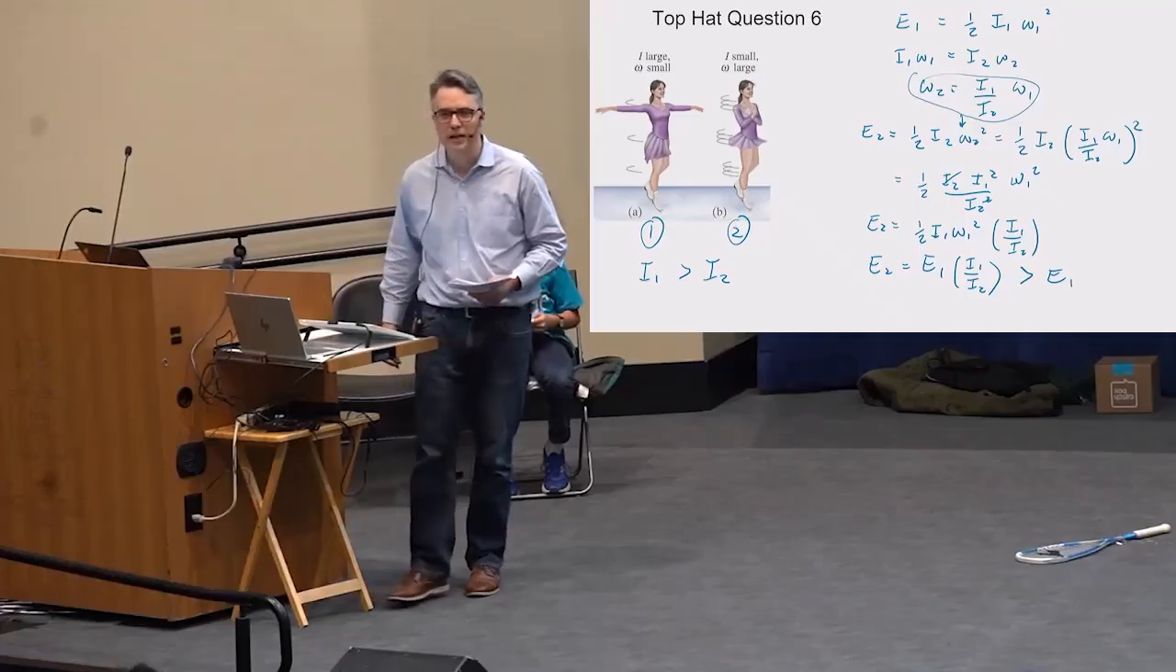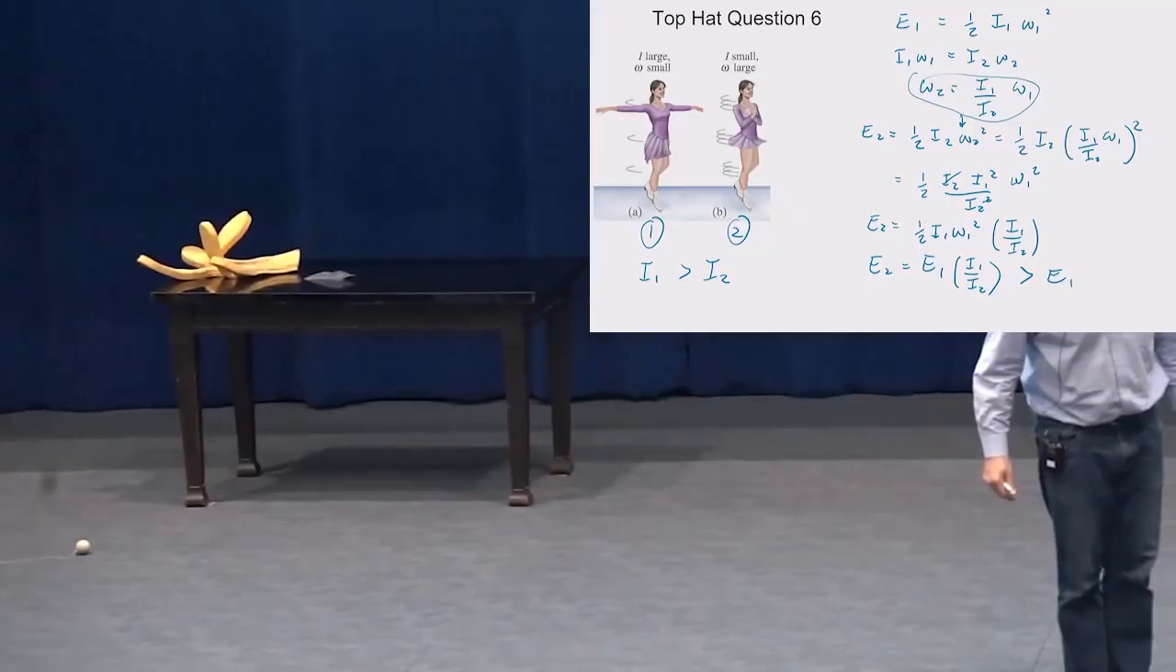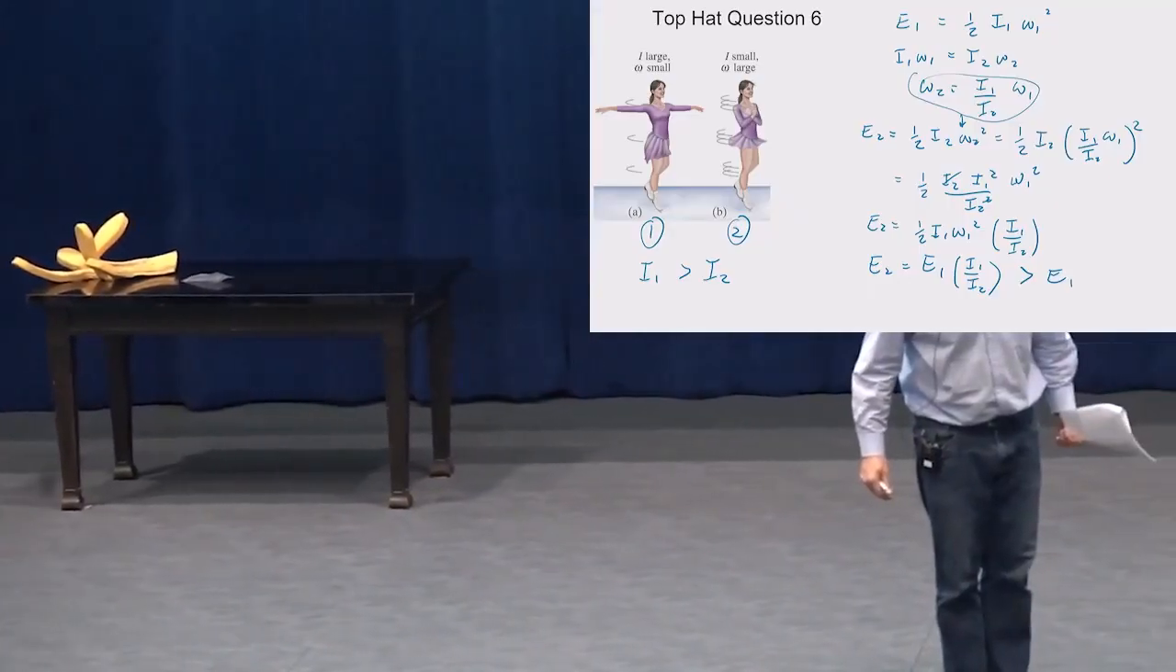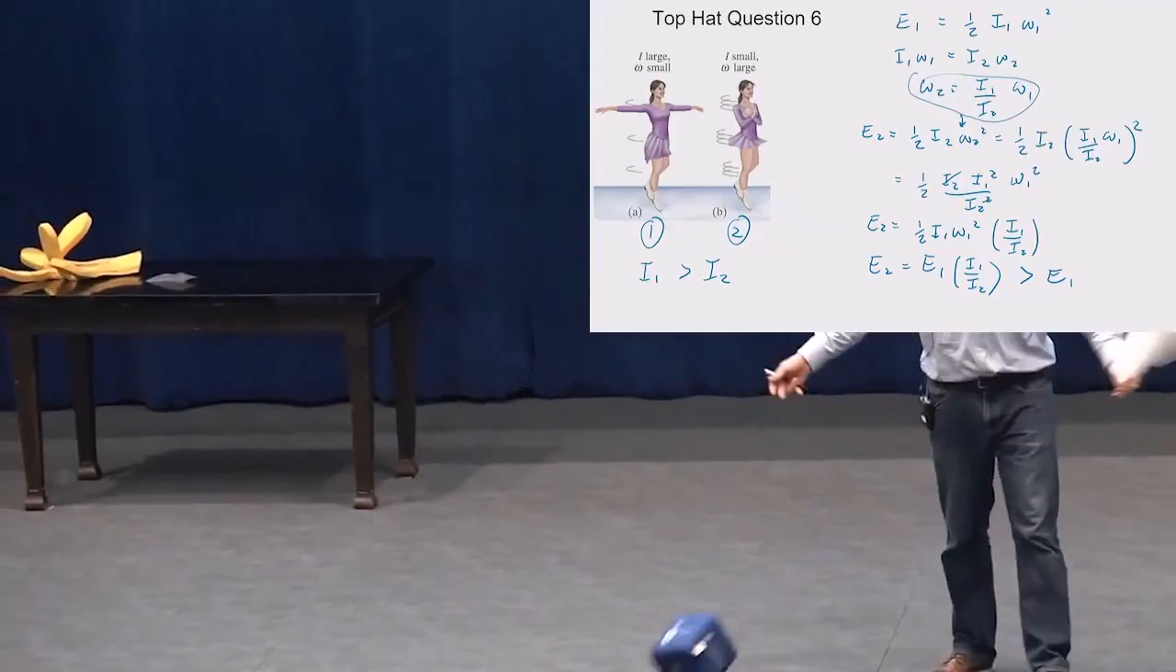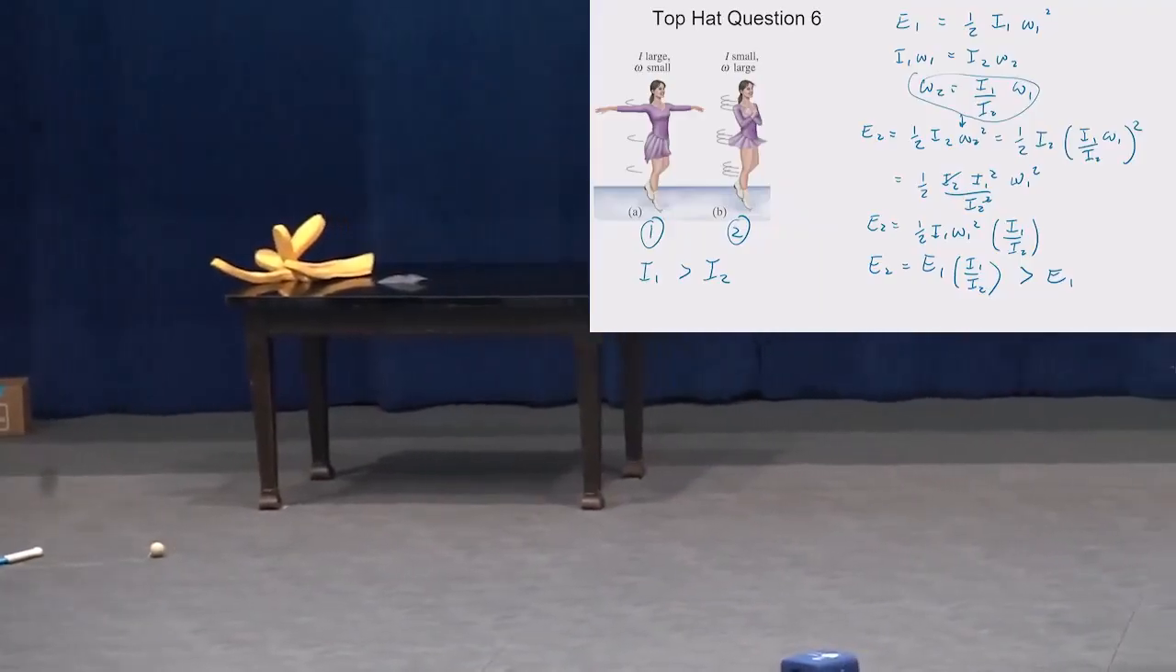which is greater than 1. Where does the energy come from? The person pulling the arm in is doing internal work. Yeah, so that's exactly correct. The person pulling her arms in is doing work on herself somehow.